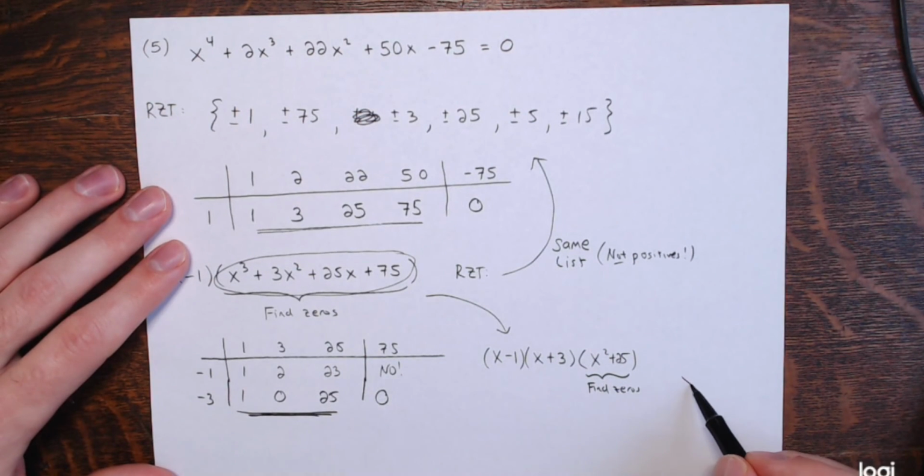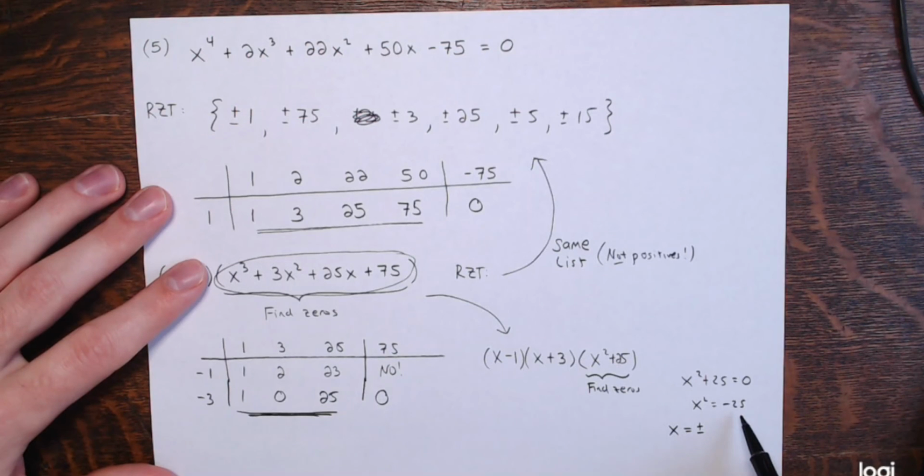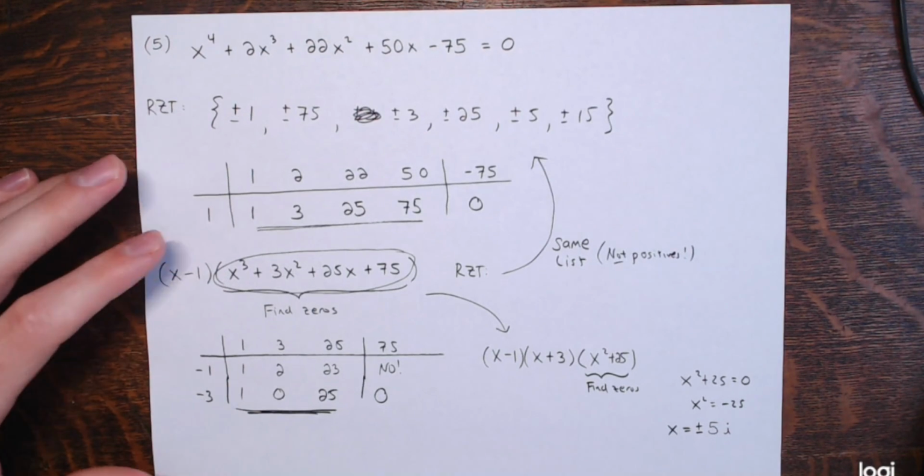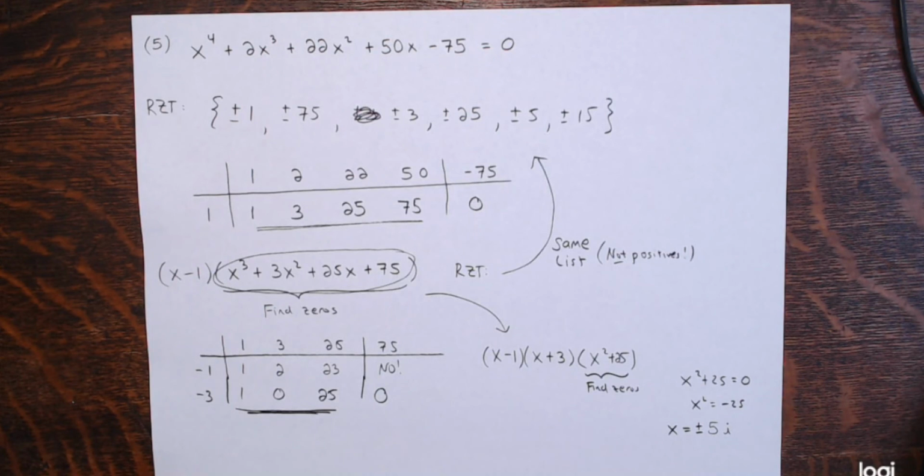Alright, so when is x squared plus 25 equal to 0 now? You can use the quadratic formula, or this is when x squared equals negative 25. So when x equals positive or negative square root of negative 25. Now remember, the square root of a negative is imaginary. The square root of negative 25 is the square root of 25, which is 5, times i. So positive 5i, negative 5i. And now I have all the zeros.